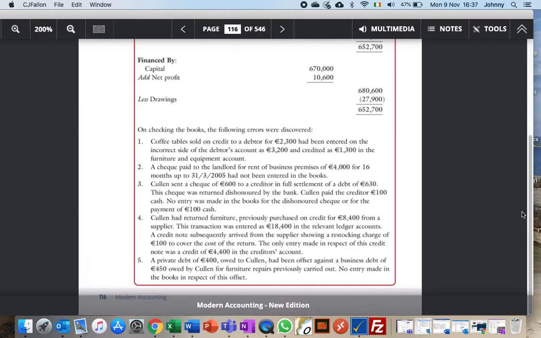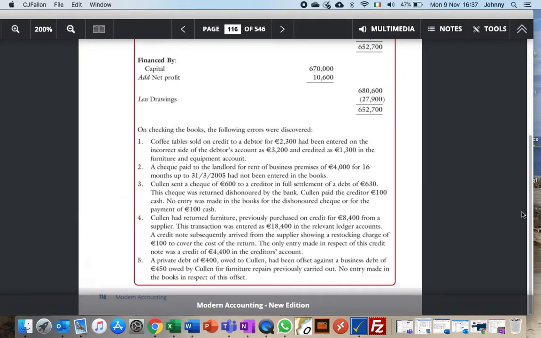Finally, a private debt owed to Cullen offset against a business debt of 450 owed by Cullen. So the relevant debt here is the business debt. So we're cancelling a business debt, and this is a business debt owed by Cullen. So we owed money to somebody else. Instead of the business paying for it, the owner paid for it through his gambling debt or whatever. So that's capital. He's putting money into the business. So we have creditors going down, which is a debit, 450.